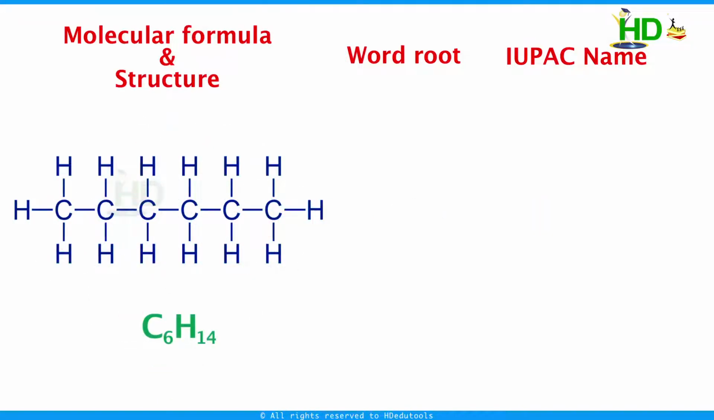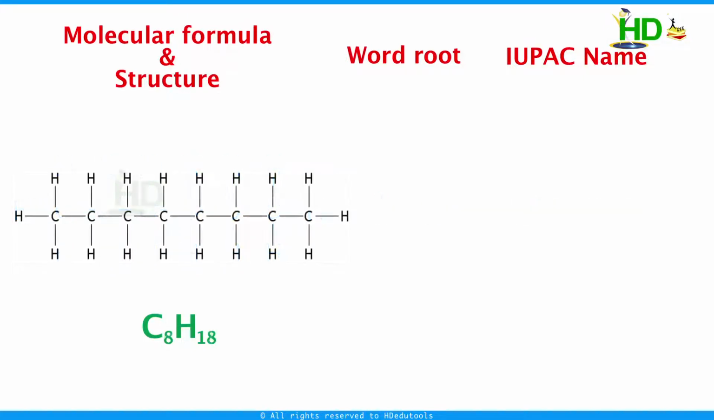Now you say this. How many carbon atoms are there? Yes, 6 carbon atoms are there. All are single bonds. Therefore, word root is hex and primary suffix is ane. Therefore, this is hexane. In this case, 8 carbon atoms are there. Word root is oct, suffix is ane, and the IUPAC name is octane.